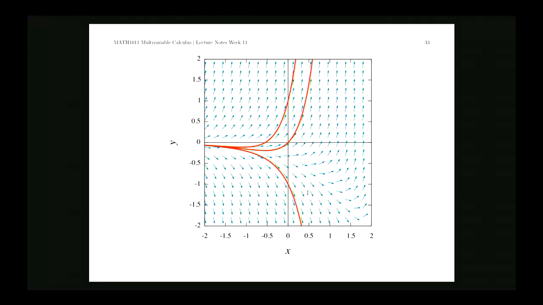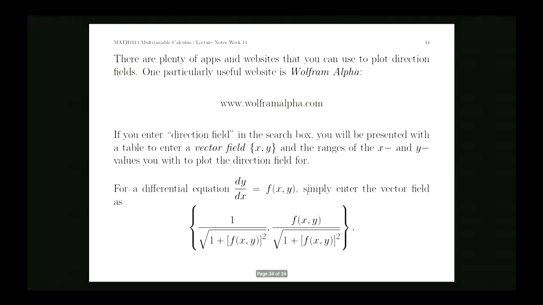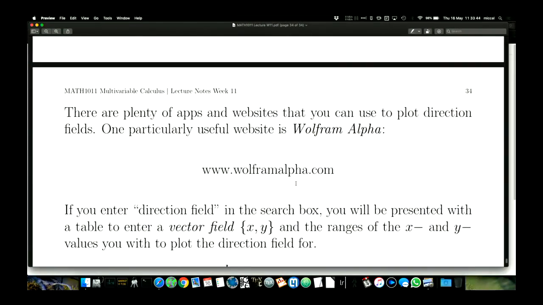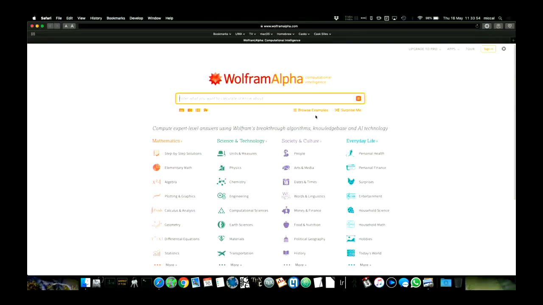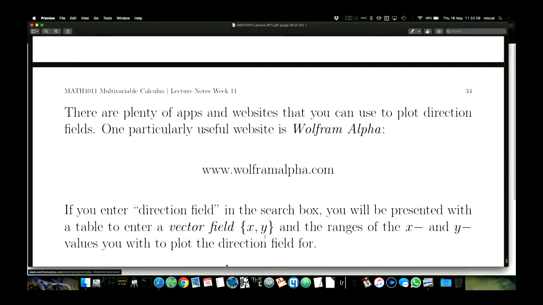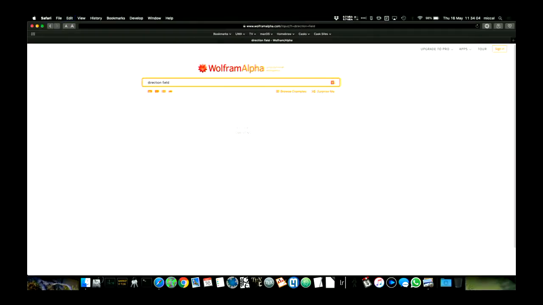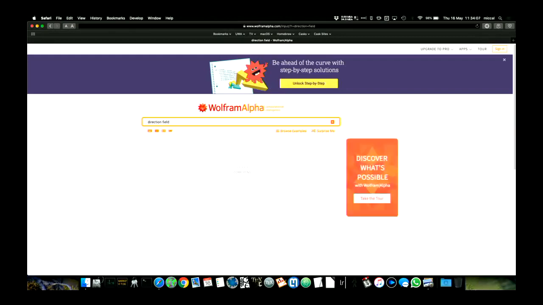Again, obviously we can't do this by hand, but I've talked about this website for plotting, the Wolfram Alpha website. You can actually use this to create slope fields in a roundabout kind of way. Let me show you how. If you click on this link, which I've done here, and search for direction field, it'll come up with an example that you can play with.